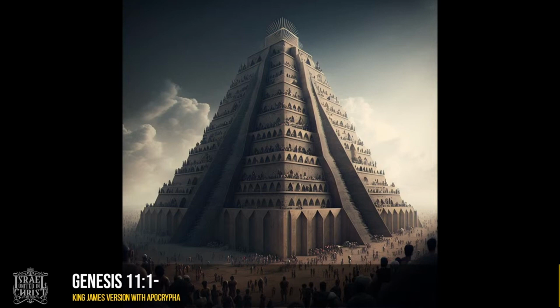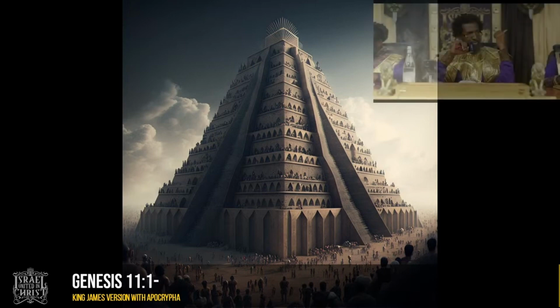And they said one to another, go to, let us make brick and burn them thoroughly. And they had brick for stone, and slime had they for mortar. And they said, go to, let us build us a city and a tower whose top may reach unto heaven. So they wanted to build a tower that could reach the heavens. And let us make us a name, lest we be scattered abroad upon the face of the whole earth. So their mindset was to overthrow the one true God, because remember what occurred with the flood.